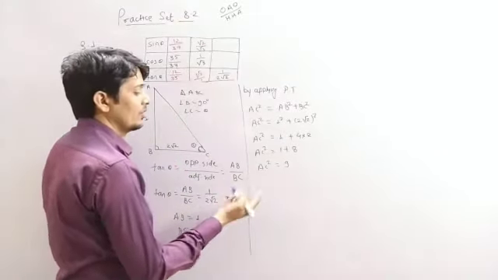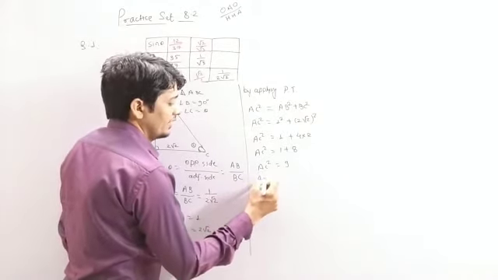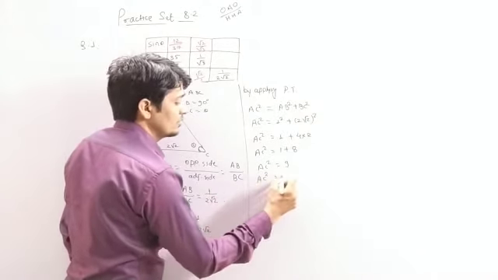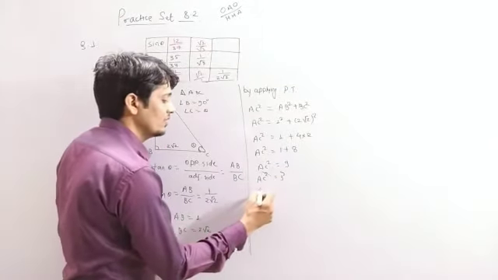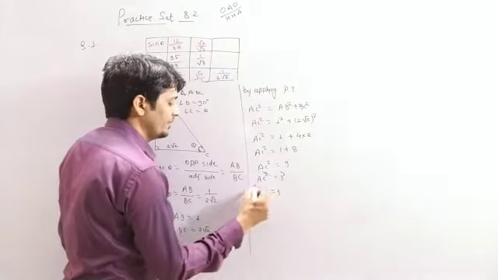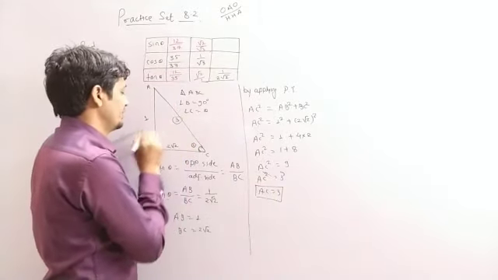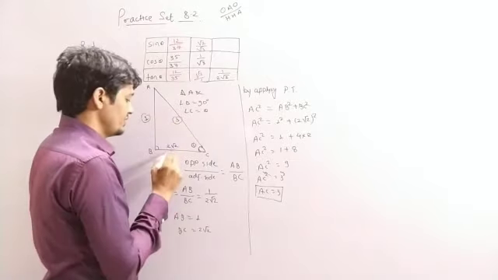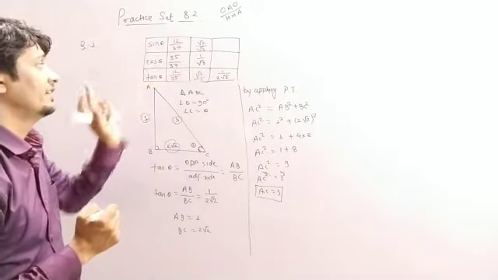So we take the root on both sides. We can write AC square equals to 3 square. 3 square is 9. So the square and square get cancelled. So AC equals to 3. So we got AC equals to 3. So we have AB, AC and BC. So we can easily calculate the value of sin theta and cos theta.